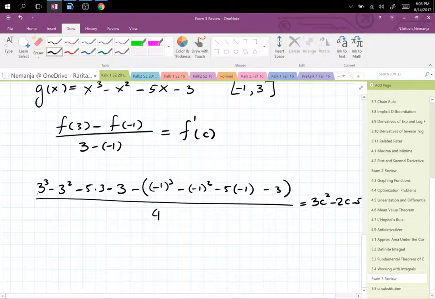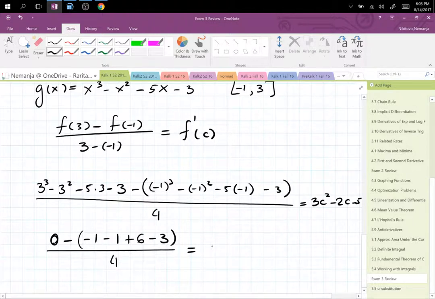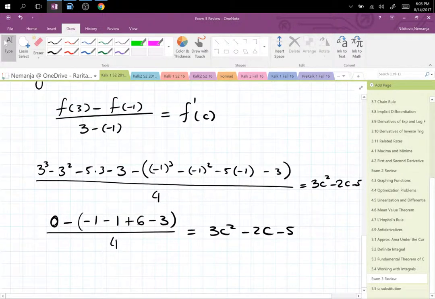So now I have 27 minus 9 is 18, right? And then 18 minus 15 is 3. Is it 0? I think I got 0 there. And then I have -1 minus 1 plus 5 minus 3 over 4 to be 3c squared minus 2c minus 5. One more time: 27 minus 9 is 18, minus 15 is 3, 3 minus 3 is, yep, I'm getting 0 there.